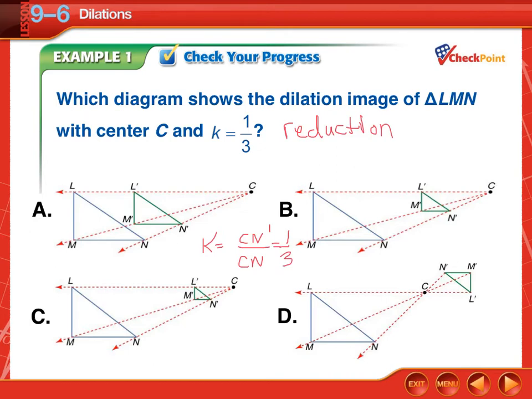In this case here, clearly Cn prime over Cn is more than 1/3. Over here, Cn prime over Cn is less than 1/3. So by process of elimination and just using our visual skills, it looks like over here in B that the ratio of Cn prime over Cn is roughly 1/3.